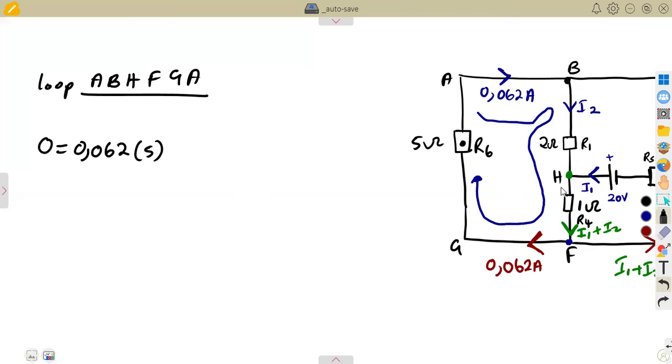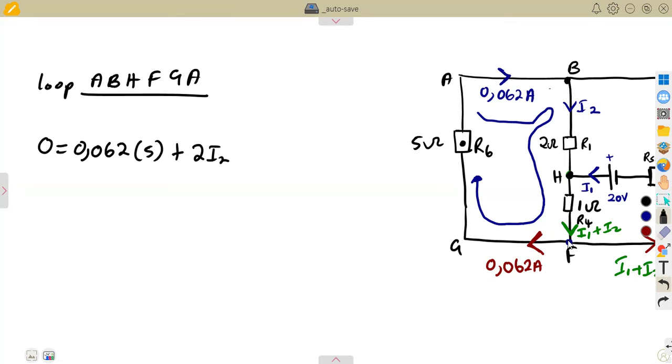From B to H, there is a current and a resistor there. It's a branch that we have from B to H. Are we moving in the same way that we have taken in terms of the current? The current is also moving from B to H, in the same direction, so it's a positive. That's 2 times current I2. Current times resistance.